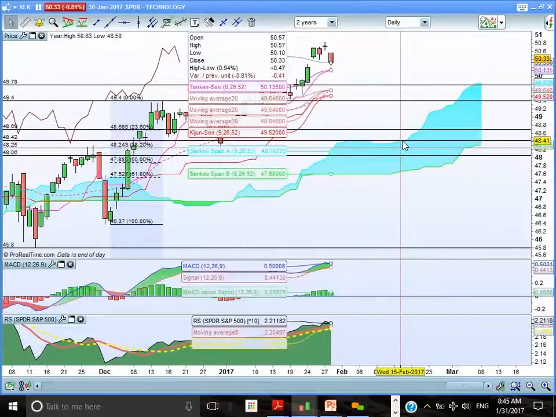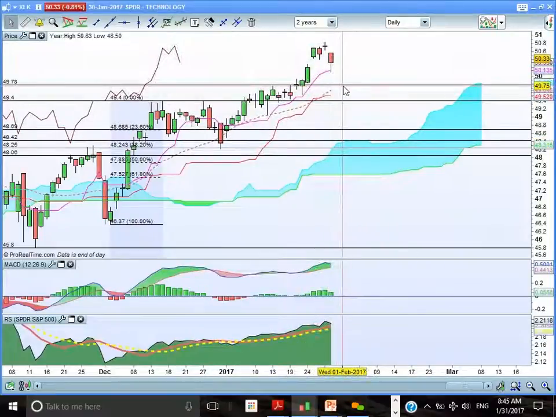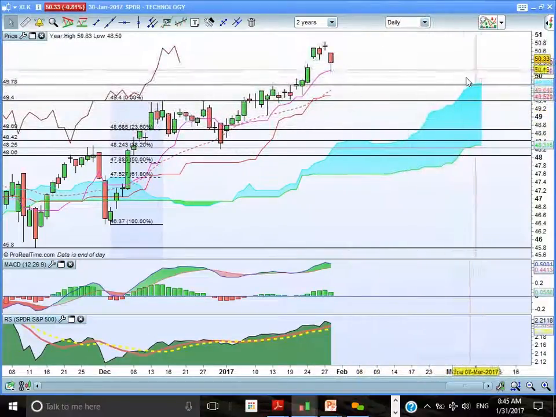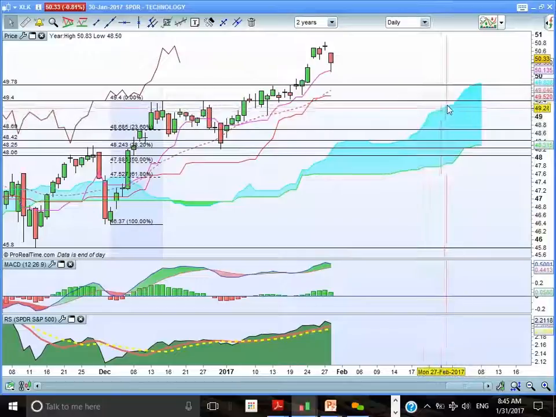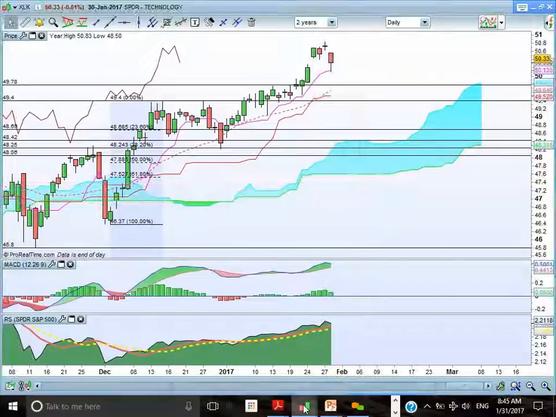I'll be watching those areas for 48.41, around about there. First level of support to be tested. It's going to test this breakout price, and then maybe if February is a very weak month, we might drift back down to retest the top end of the cloud. By that time we might have a rebound at that level. So watch out for the rebound at old highs support levels for technology.